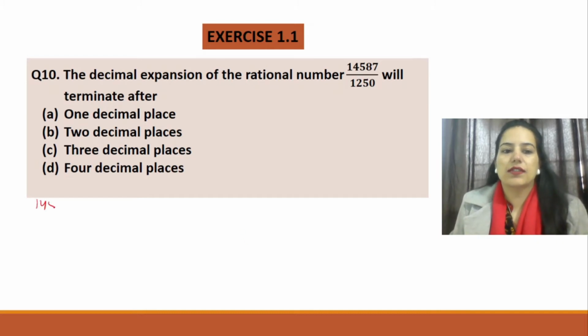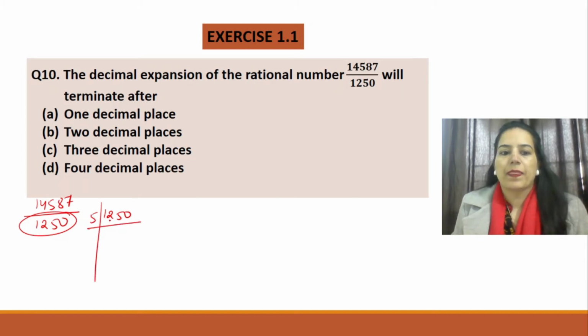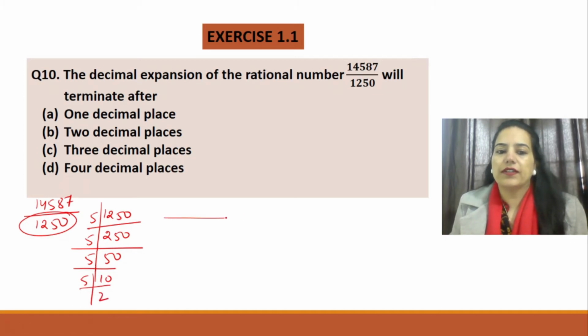So we are concerned with the denominator here because this decides. So I'll prime factorize it. I'll start with 5. I get 5250, then 550, then 510, and then 5 twos. So in the denominator, I have got 5 raised to power 4 and 2 raised to the power only 1. So I require 3 more 2's there so that it becomes 10.